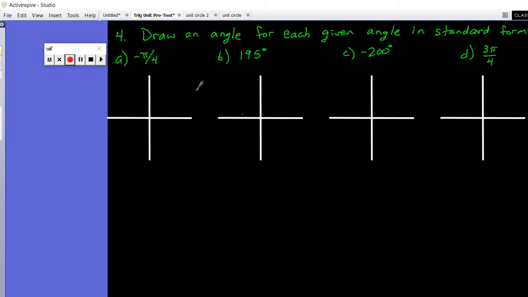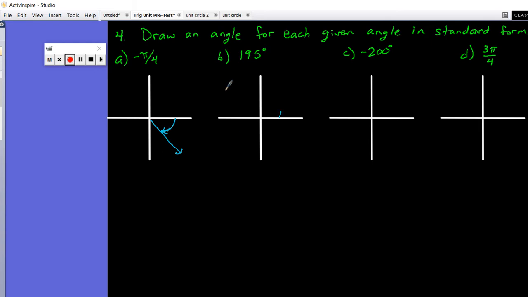Number 4, draw an angle for each given angle in standard position. That should say standard position, not form. All right, so negative pi fourths, positive angles go this way. So they go counterclockwise, but negative angles go clockwise. So negative pi fourths is 45 degrees, so I come 45 degrees downwards. It's right here. I draw this little line showing I've gone downwards. This is my angle of negative pi fourths.